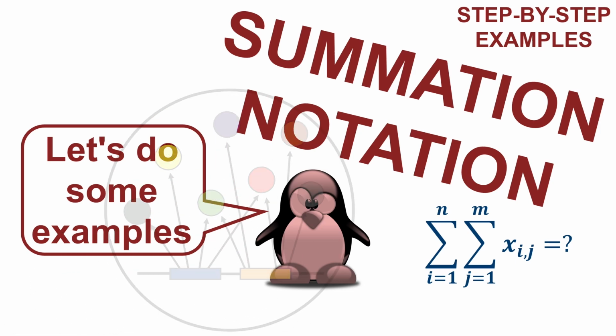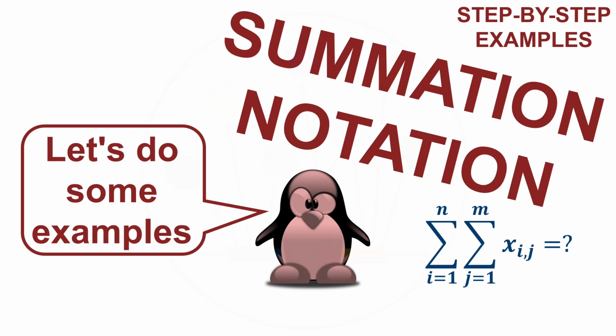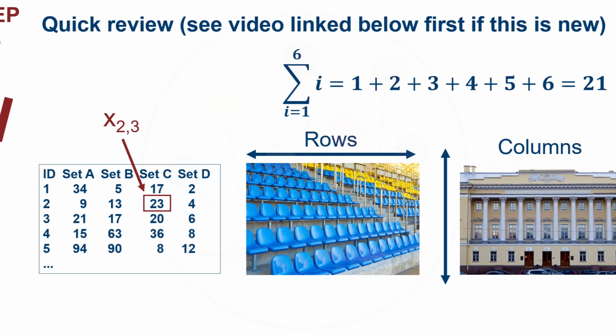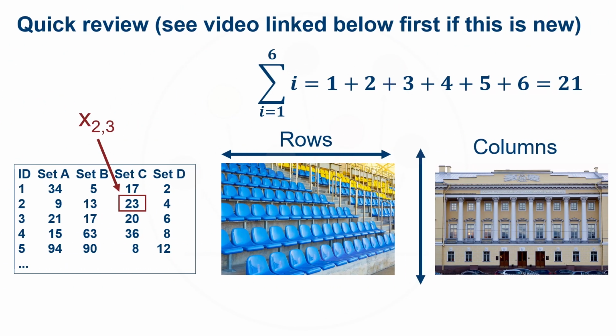Summation notation, especially double summations, can be confusing, and the best way to learn is by doing some examples, so let's begin. First, for a quick review, on the left we can see there's a data table, and we reference individual values within the data table by using the symbol x, and then a subscript where the first number represents the row and the second number represents the column. The rows are the horizontal sets of numbers, and the columns are the vertical ones.